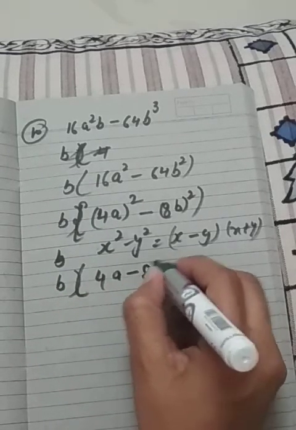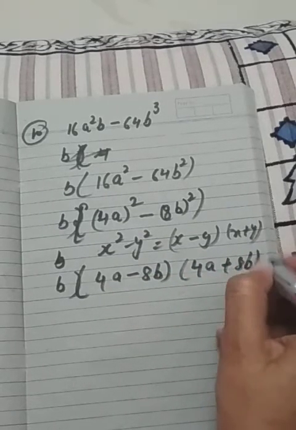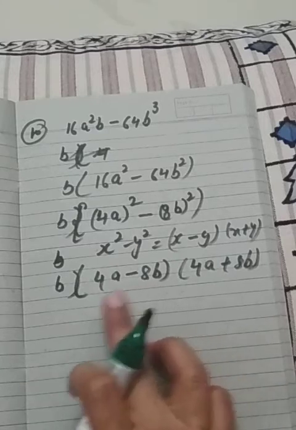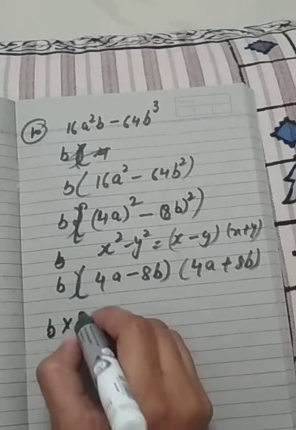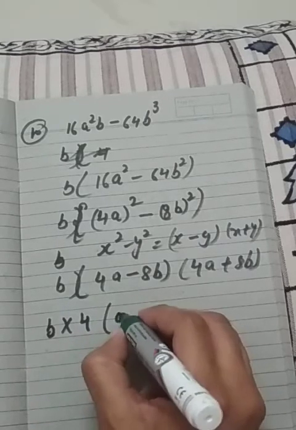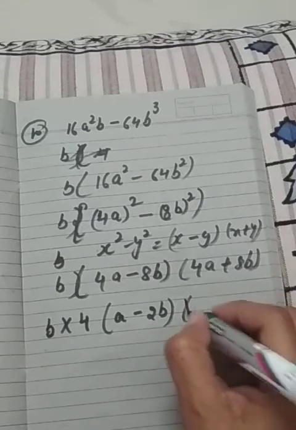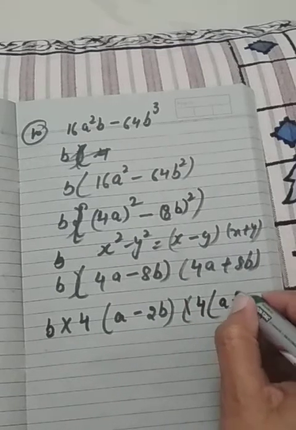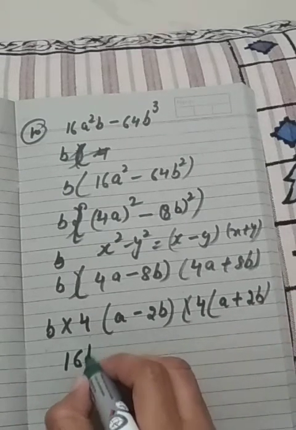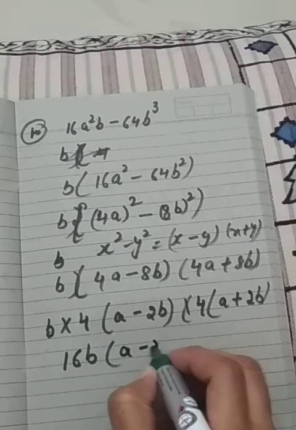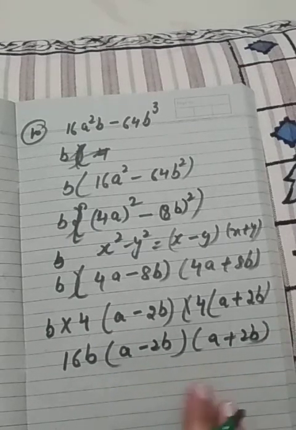4a minus 8b and 4a plus 8b. Now again here is a common number. 4 is common, 4 is common. So we take common here 4. When we take 4 as a common, here left a minus 2b. Again from here if we take 4 as a common, then here left a plus 2b. Now 4 4s are 16b into a minus 2b and a plus 2b. This is the first way.